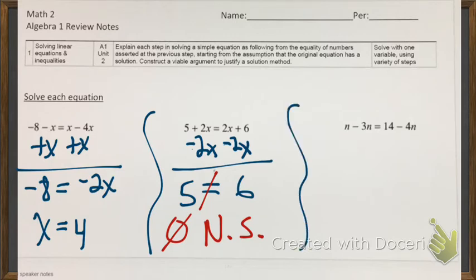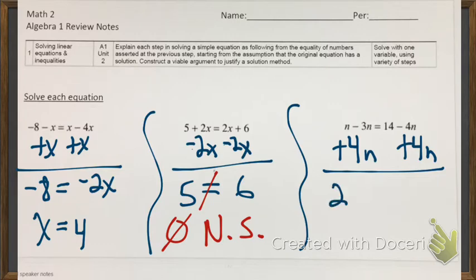Moving on down the line. I got n's on the right, I got n's on the left. Well, I got 2 n's over here, so I'm just going to add 4n to both sides. And what that gives me is n minus 3n, negative 2n, plus 4n, so I'd get 2n there. And on the right side, the n's are gone, so I've just got 14. 2 times 7 is 14, so n has got to be equal to 7.